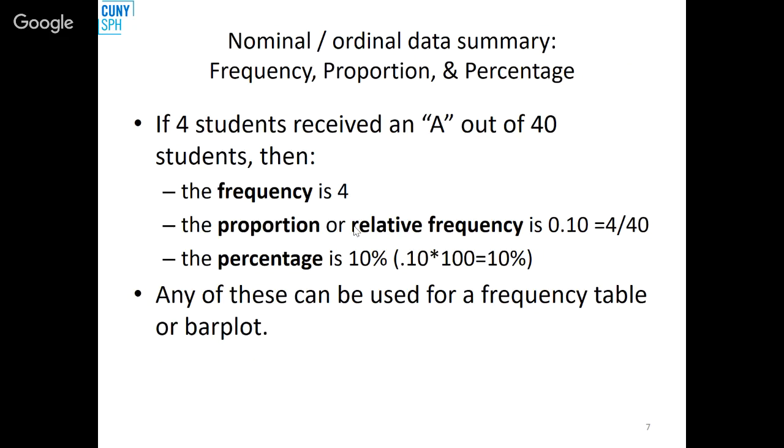So we use these frequencies and proportions in frequency tables and bar plots to summarize nominal or ordinal data. So if, for example, 4 students out of 40 received an A, then the frequency is 4. That's just the count. The proportion, or the relative frequency, is 10%, 4 out of 40. Or sorry, the proportion is 0.1, and the percentage is 10%. So these are all of our tools for numeric summaries of a single categorical variable. And any of these can be used either in a frequency table or a bar plot or a pie chart.